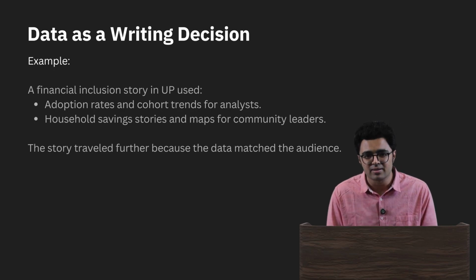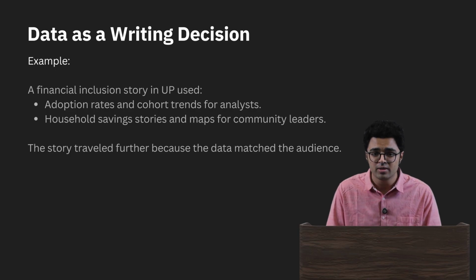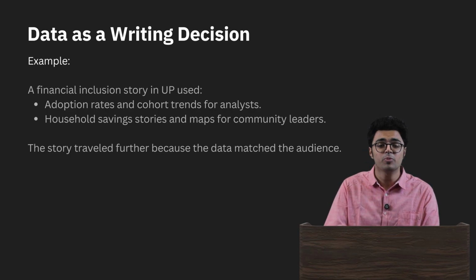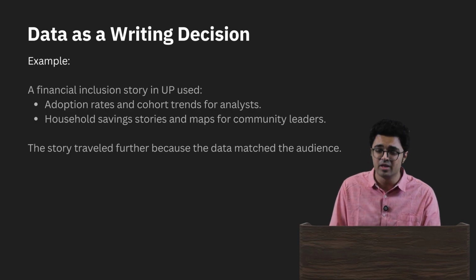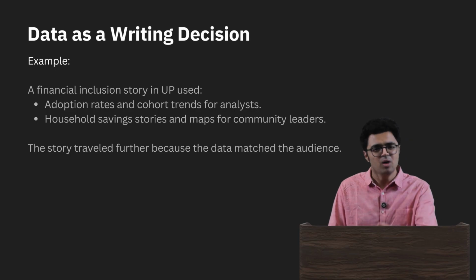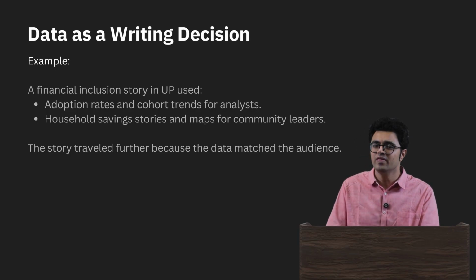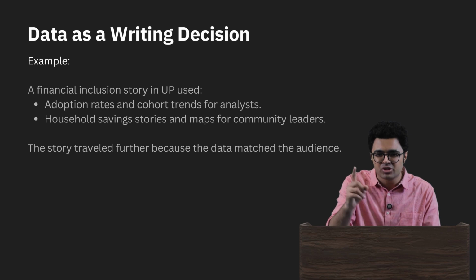Here's what that looks like in an example. A financial inclusion story in Uttar Pradesh. Let's assume that it used adoption rates and cohort trends for analysts when they were the readers, while household saving stories and maps for community leaders when they were the audience members. The story traveled further because the data matched the audience.